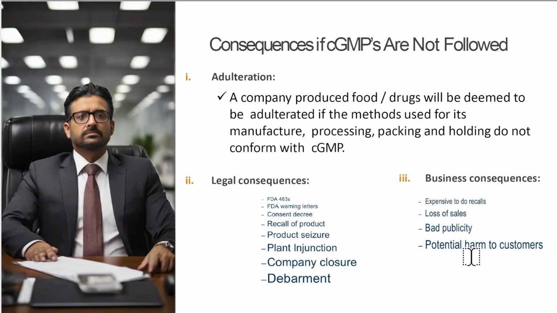Lastly, what are the consequences if a company is not following or not in compliance with the CGMP that they have promised the customer to be compliant with? Well, the first consequence is adulteration. Basically, a company producing food or drugs will be deemed adulterated if the methods used for its manufacturing, processing, packaging, and holding do not conform with CGMP. So adulteration here basically means destruction or contamination of the products.